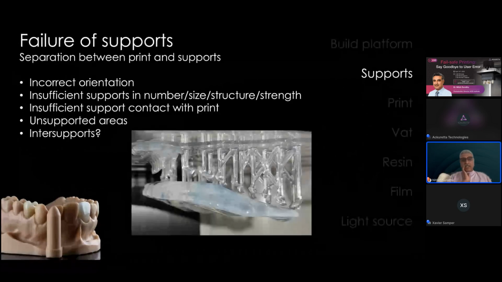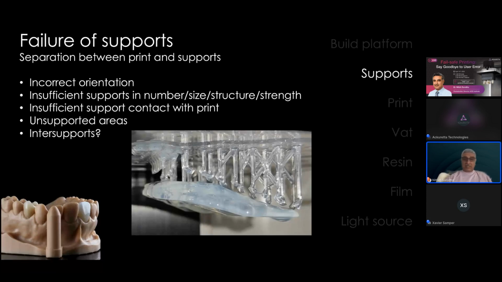Now, if supports are critically important, you can have support failures like this print, for example, that is a splint resin. You can see how the supports have detached from the main print itself. And this is possibly due to multiple factors. It can be due to incorrect orientation of the print, resulting in too high a peel force. It can be because the contact point between the support and the print is not good enough, and therefore that part never really printed.